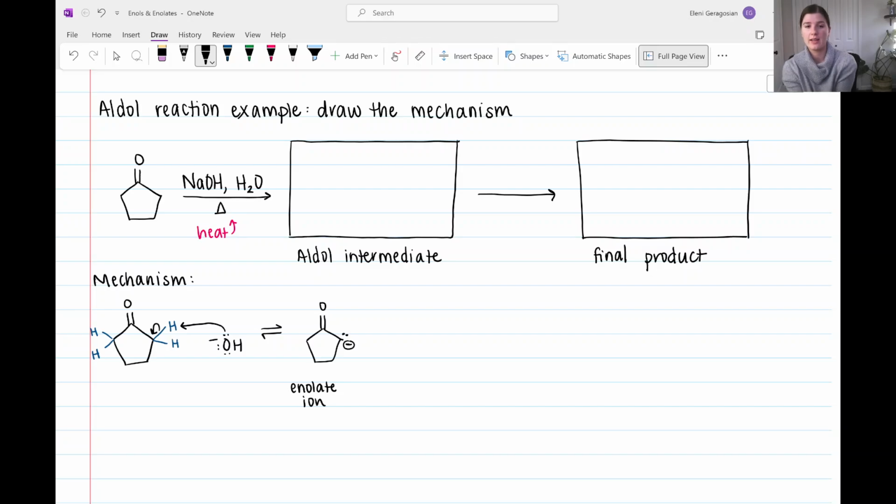Now once we form the enolate ion, this can react with another ketone molecule. So we have our nucleophilic carbon with a negative charge, and we have an electrophilic carbon in another ketone molecule where the enolate has not formed. So we just have a neutral ketone molecule, same as the starting material. So now in this step, the nucleophilic carbon with the lone pair of electrons will add to the electrophilic carbon in the carbonyl, and we break the pi bond. So this step is nucleophilic addition.